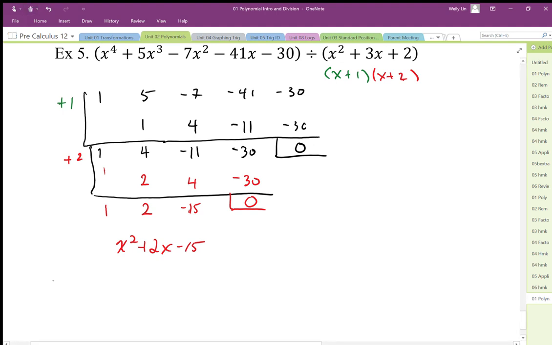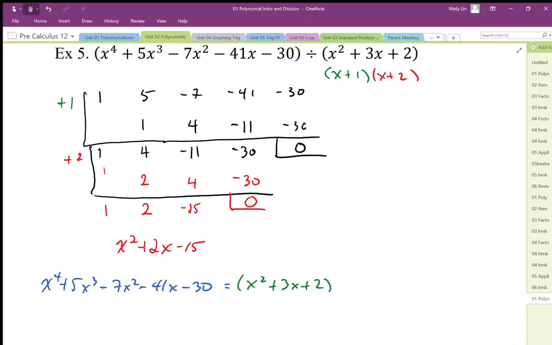And I can rewrite this in my division statement. Okay, I know that x to the power 4 minus 7x squared minus 41x minus 30 is equal to my divisor, x squared plus 3x plus 2 times my quotient plus my remainder. And my remainder in this case is 0. Okay, so there it is.